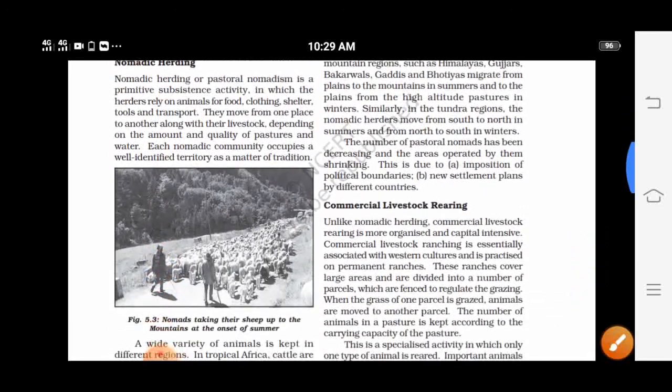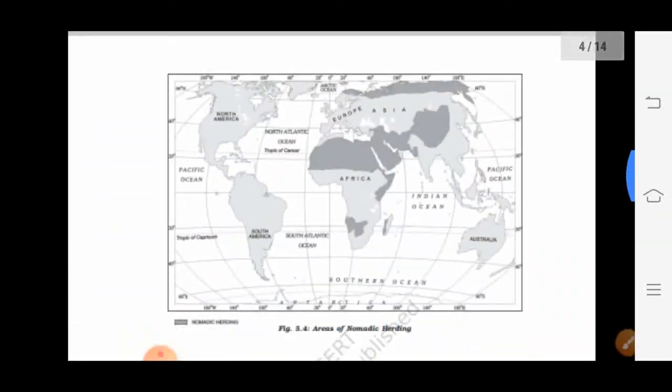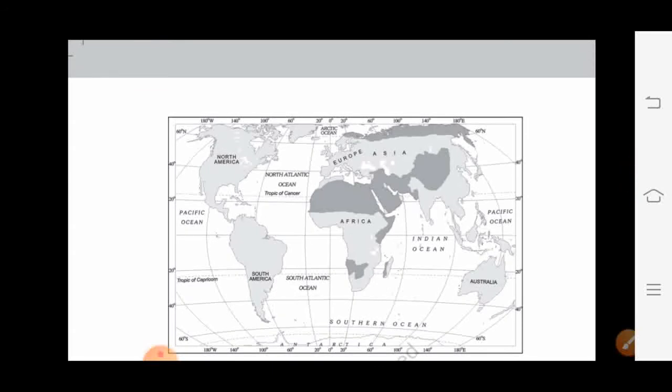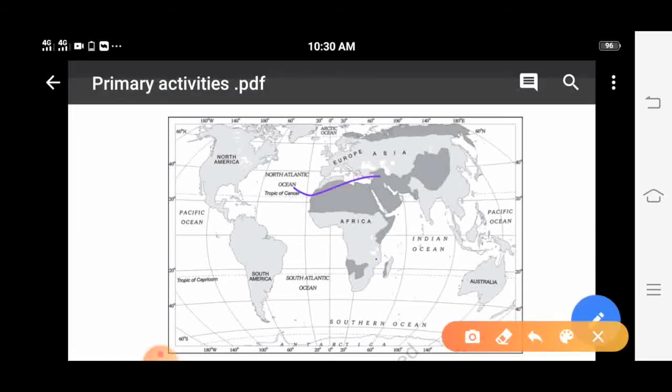So let us have a look at figure 5.4. As you're able to see, it is practiced in these areas, that is the Atlantic shores of Africa, the southwestern part of Africa, the Arabian Peninsula, the China-Mongolian region, and this particular tundra region of Europe. So it's very important that when you are studying any activity, it's important to study the distribution.